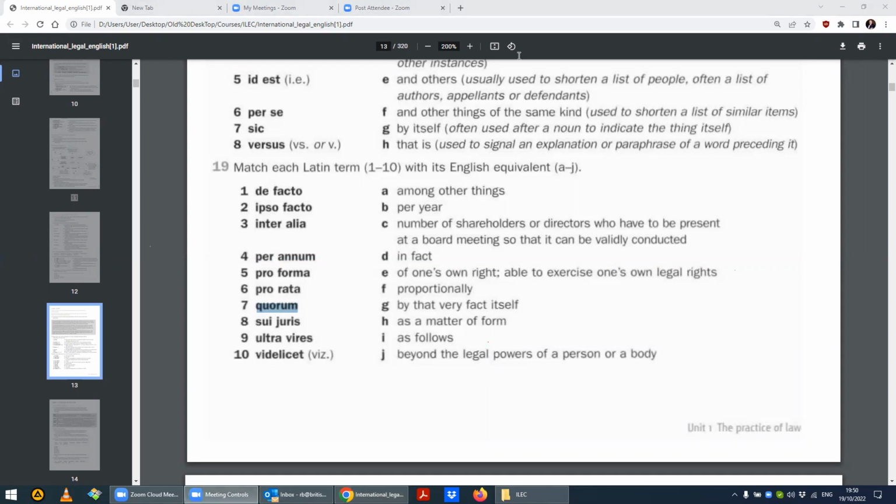C, quite right. The minimum number of shareholders or directors who have to be present at board meetings or company meetings so that decisions will be valid. Right. Now let's go to number 1, de facto.